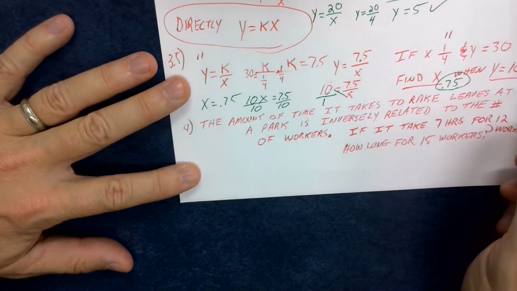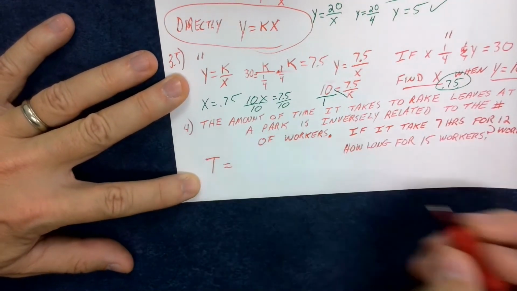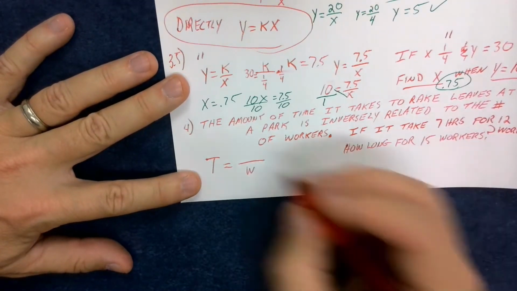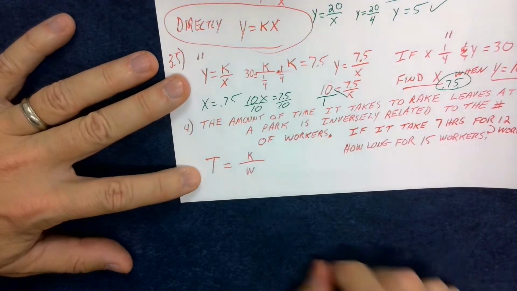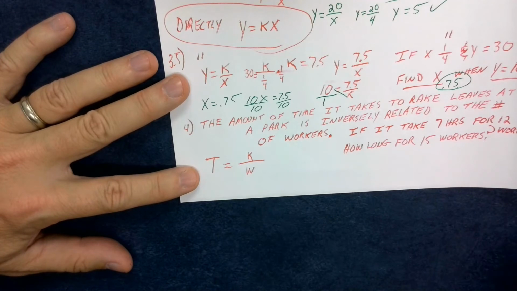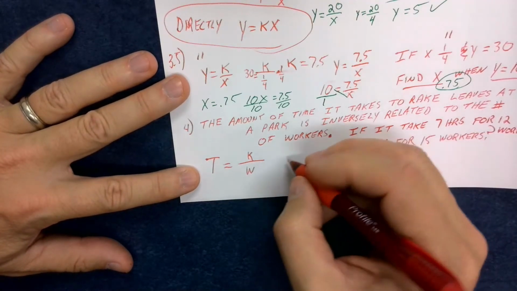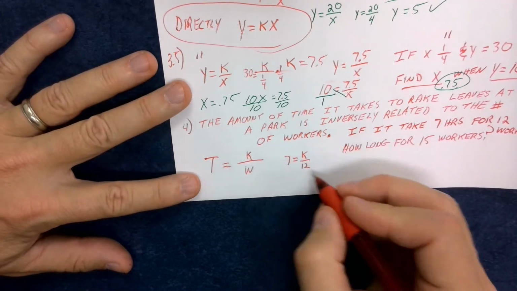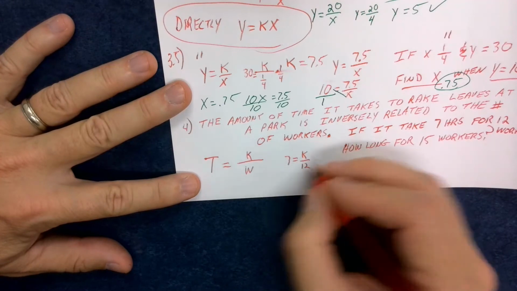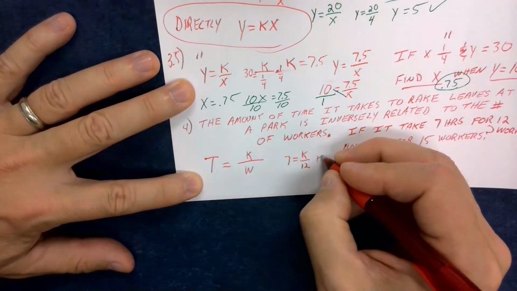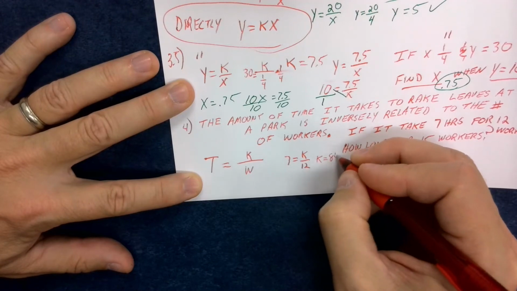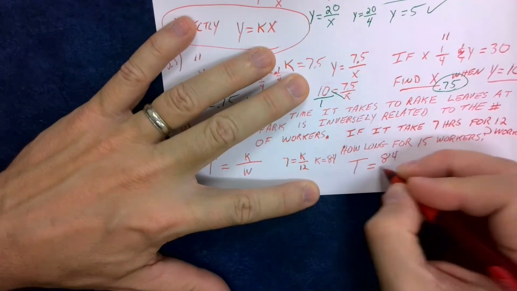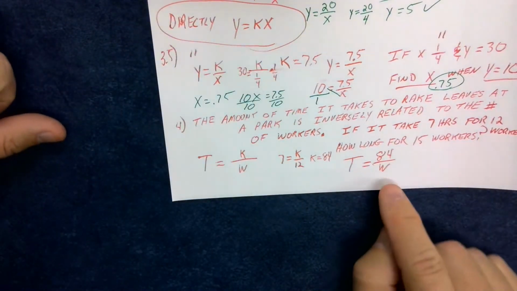The amount of time it takes to rake leaves, so time is inversely related to the number of workers, and there's some constant. I don't know what that k is, but I'm going to try and solve for it. It says if it takes 7 hours for 12 workers, so 7 equals k over 12. Solve for k. K is already upstairs, so I don't have to solve the proportion. I can just multiply by 12. K is equal to 84. Okay? So then T equals 84 over W becomes that problem.